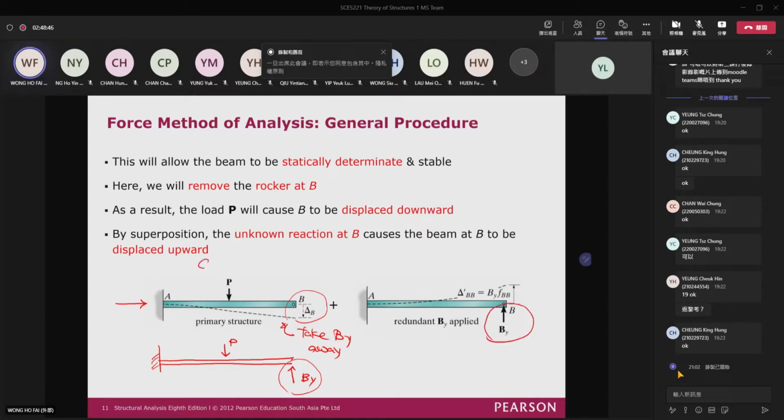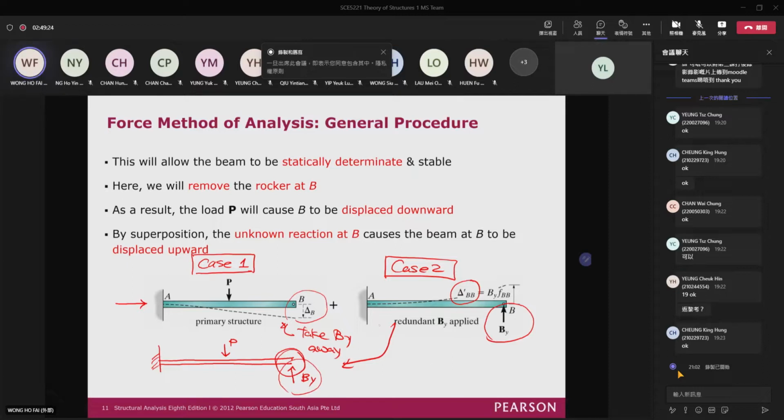So for case 1 plus case 2, it becomes my original structure, right? If I apply the By, that means there will be a vertical deflection here. I call that delta dash BB. But you can see that originally here is actually a support. So the deflection must be equal to 0.